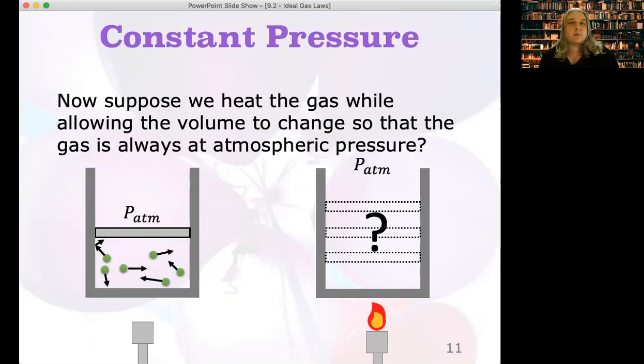And the same argument applies for any pressure. We've used atmospheric here in our example because atmospheric is the easiest one to deal with. We can just do it in a lab. But obviously you could set up a specific pressure enclosure and do this at any pressure.